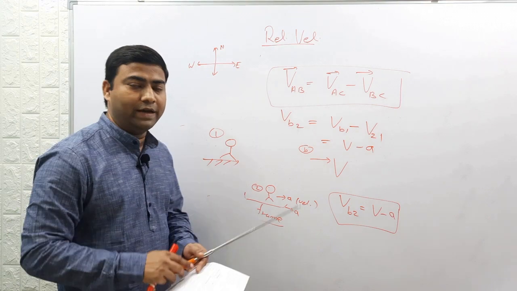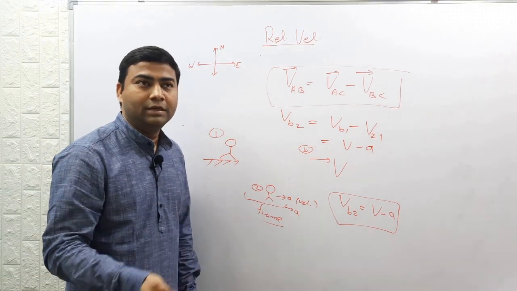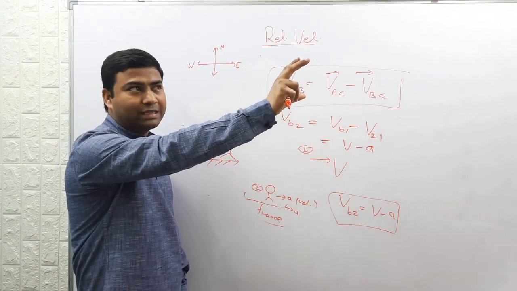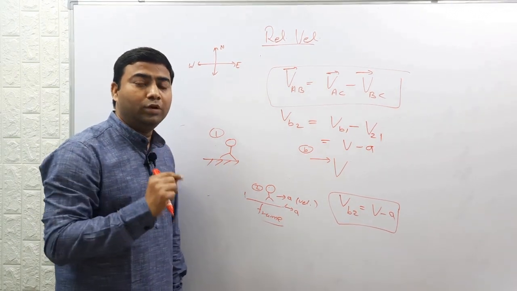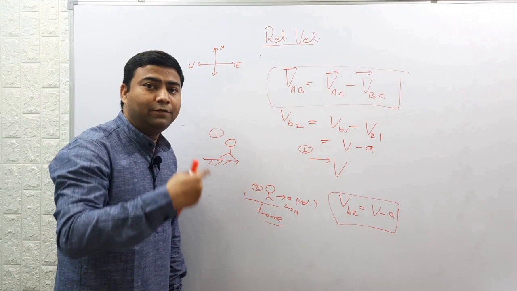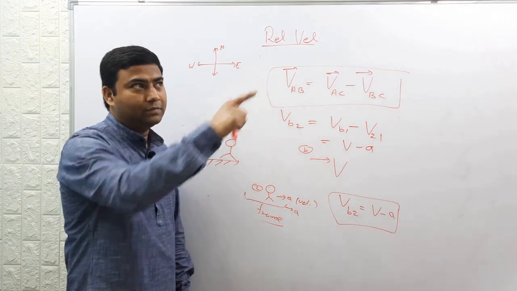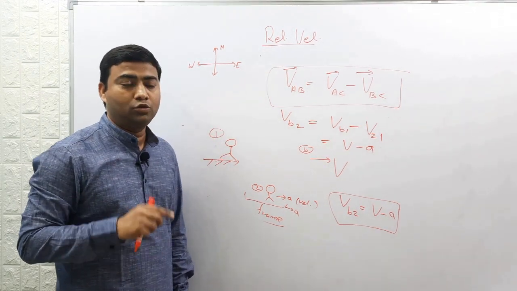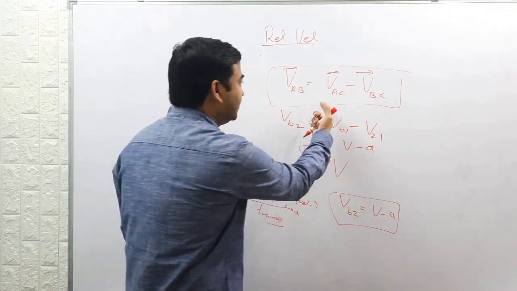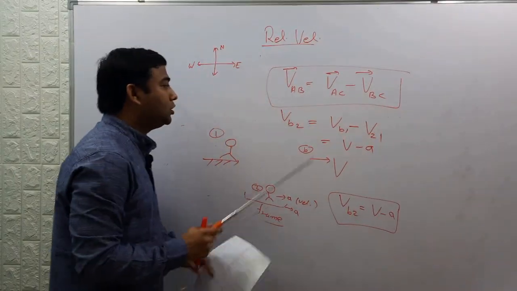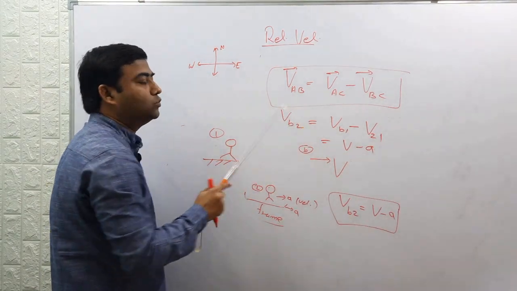That is the conclusion. When you change your frame, then to understand the motion of an object in the new reference frame, you have to add a negative velocity of the moving frame to that object to analyze the motion of the object. That is the conclusion drawn with this formula.